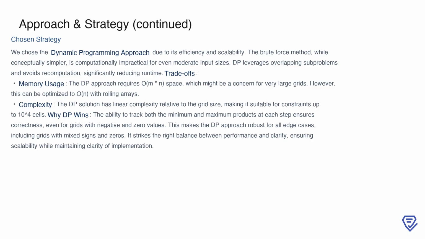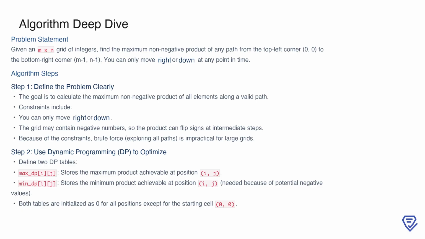The linear time complexity relative to the grid size ensures that the DP solution can handle constraints of up to 10,000 cells, making it highly efficient. Additionally, tracking both the maximum and minimum products at each cell guarantees correctness, even for grids with negative numbers or zeros. This robustness makes the DP approach ideal for all edge cases, striking the right balance between performance and clarity of implementation.